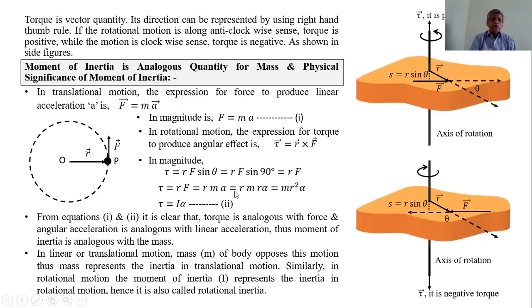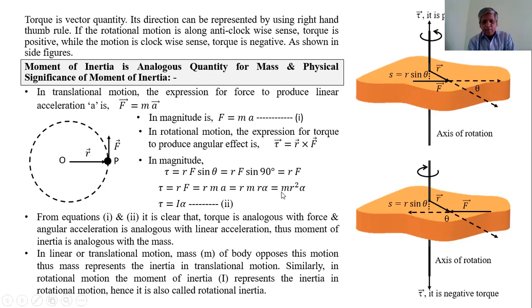But in circular motion, acceleration a is equal to r into alpha. Therefore, the expression for torque tau is equal to r into m into r into alpha, and that is equal to m r square into alpha.